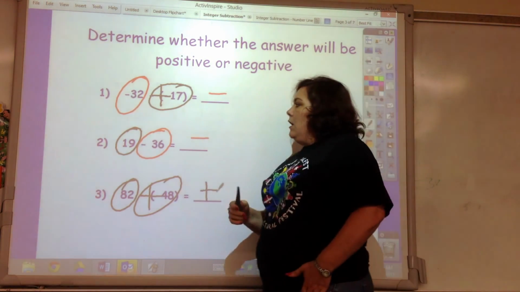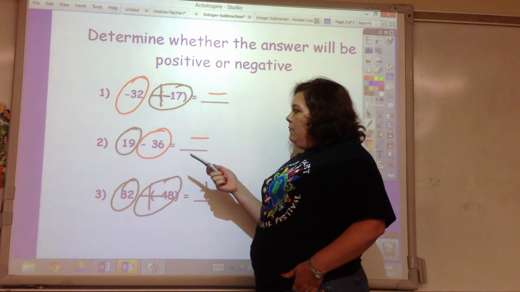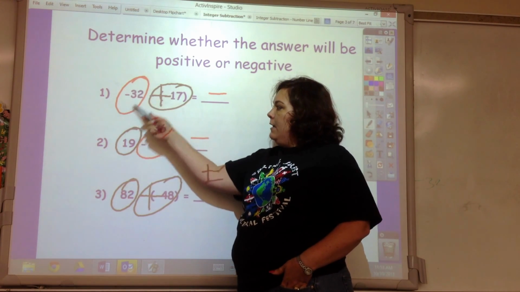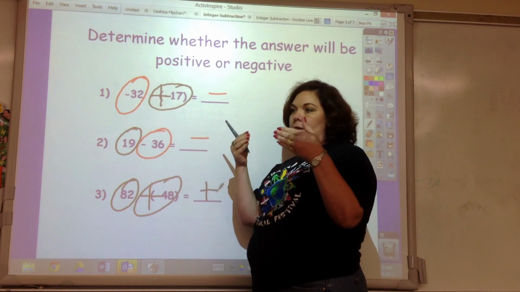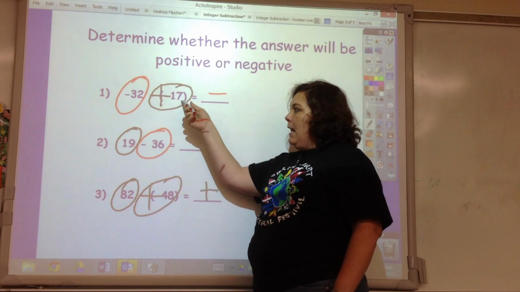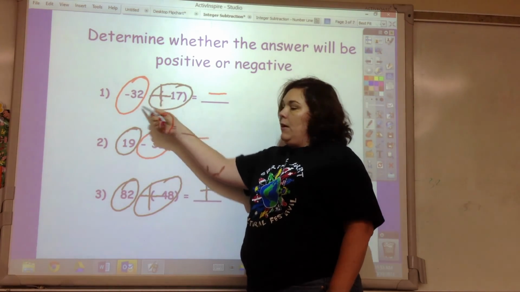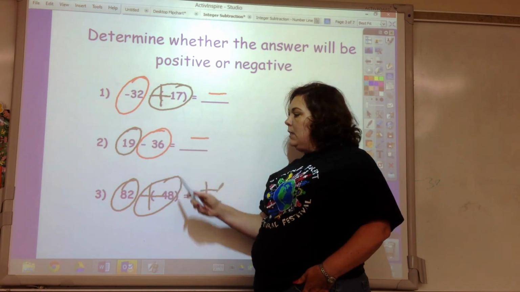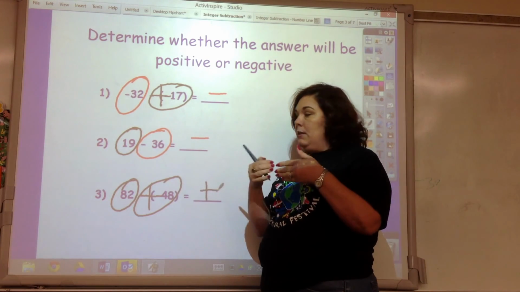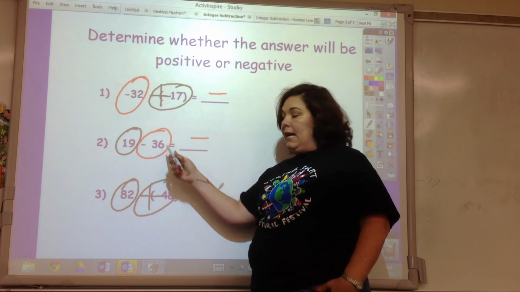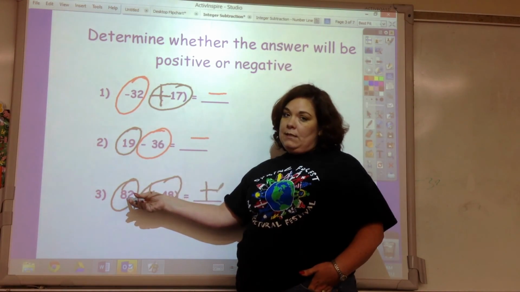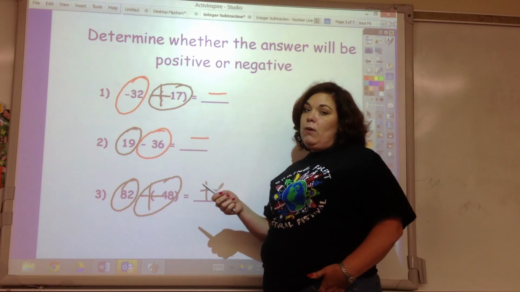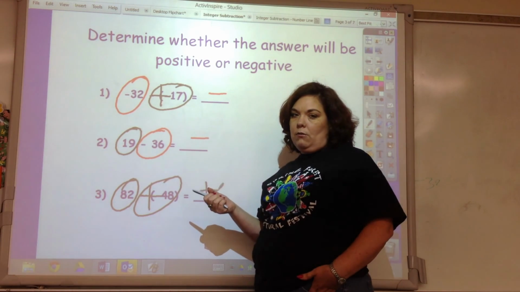So let's look at this. I have circled the integer black for positive and red for negative. So in this, I've got a negative 32 and a positive 17. Well, if those 0 pairs go to war, I'm going to run out of positives before I get to negatives, so my answer is negative. And here, I've got a positive 19 and a negative 36. So as those 0 pairs go and line themselves up, I'm going to run out of black and I'm going to have red. And here, all I have is positive. So of course, my answer is going to be positive. So this is a good way to look at it to make sure that your answer is correct and makes sense.